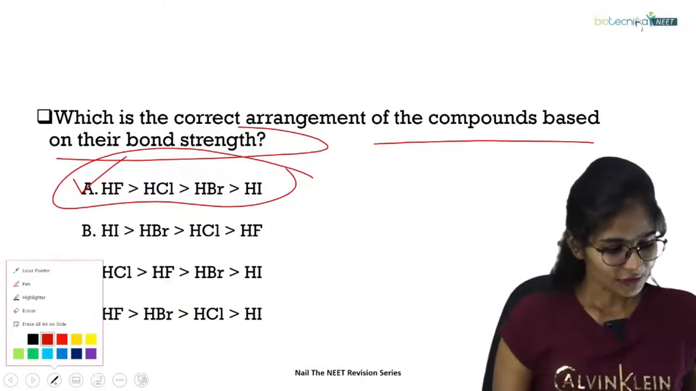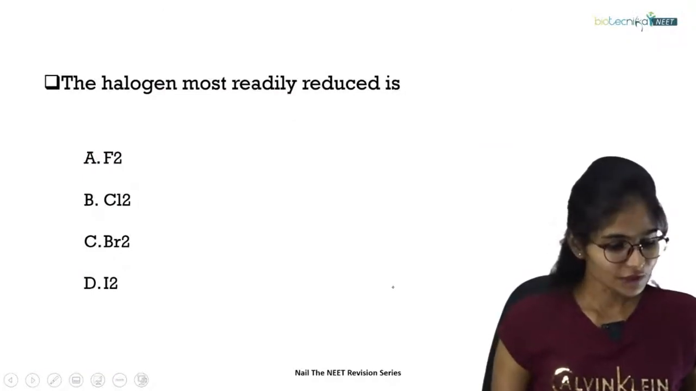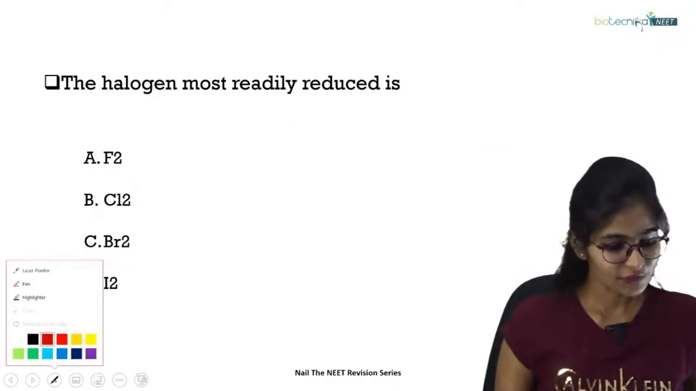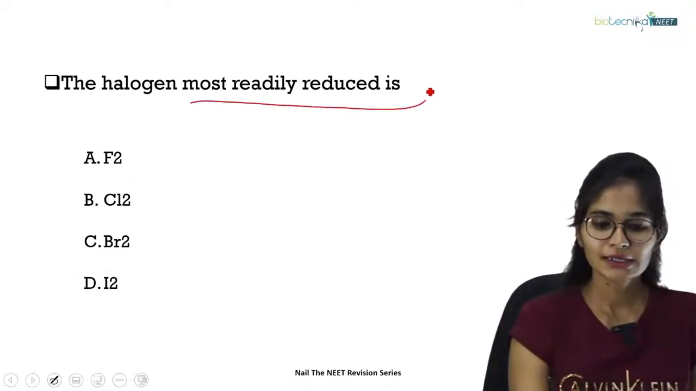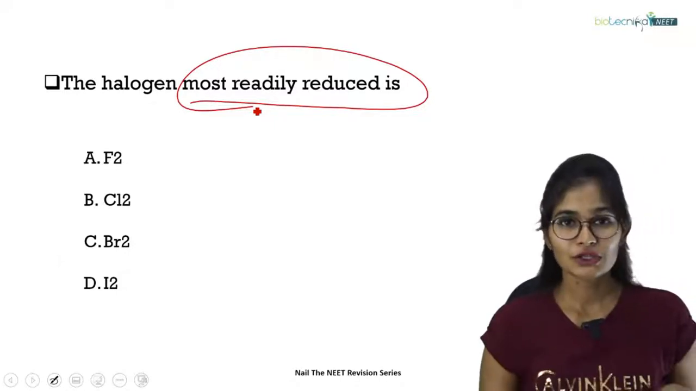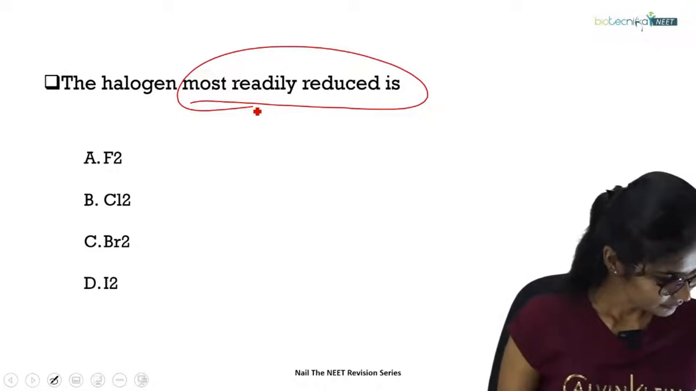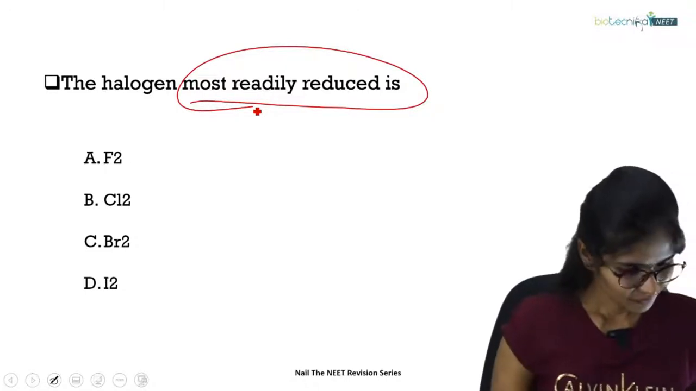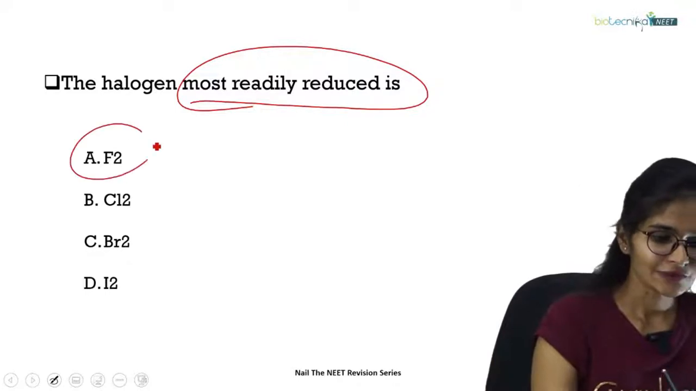Coming to the next question: which halogen will undergo reduction faster, that is, which is most readily reduced? F2, Cl2, Br2, I2, four options you have, students. Is anyone there to answer? Okay, let me answer this question also. The answer is F2 here.